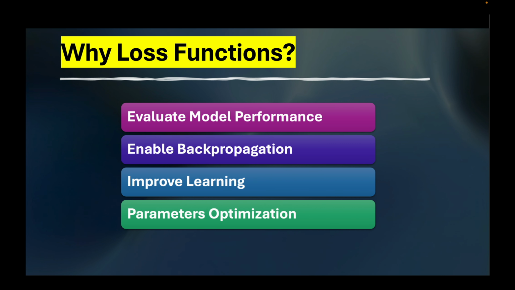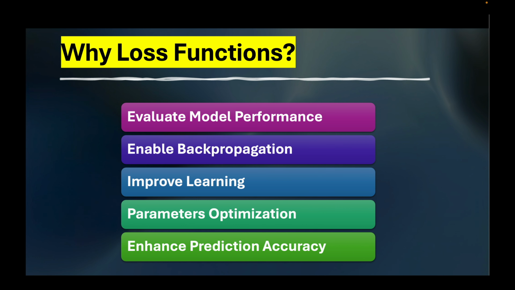Parameter optimization: the parameters such as weights and biases are updated to minimize the loss. It enhances prediction accuracy, as reducing loss means improving the model's performance. Hence, due to these reasons, loss functions are very important.